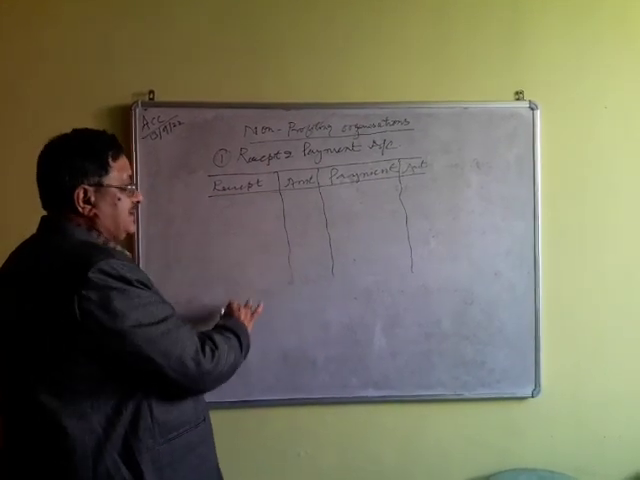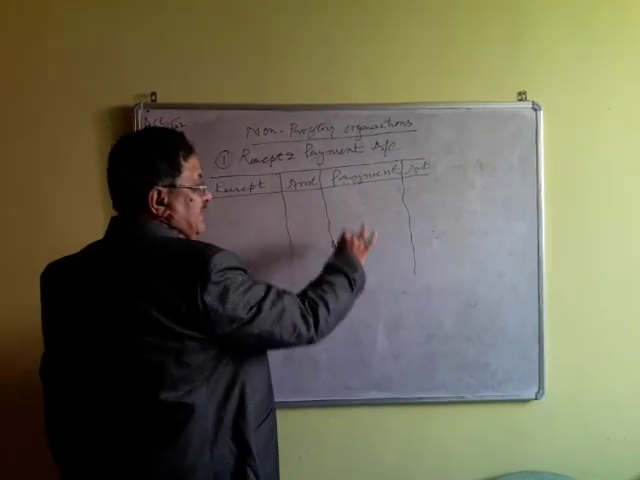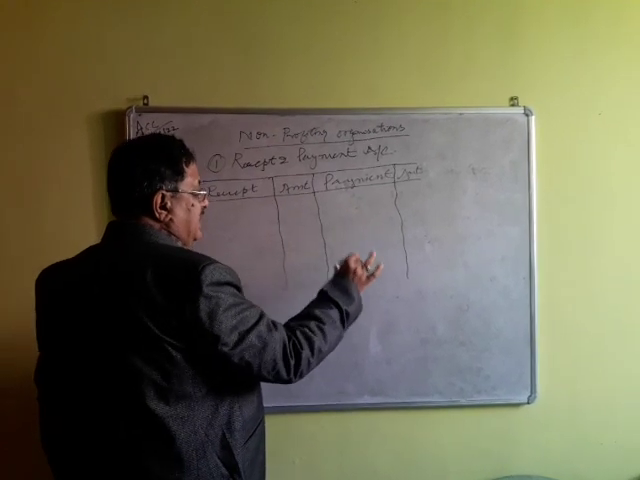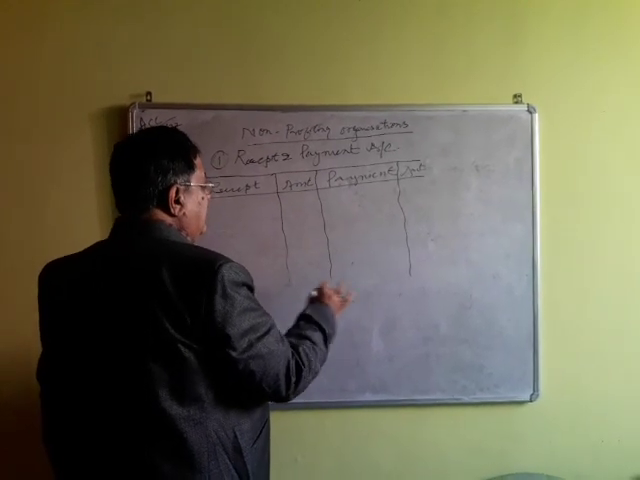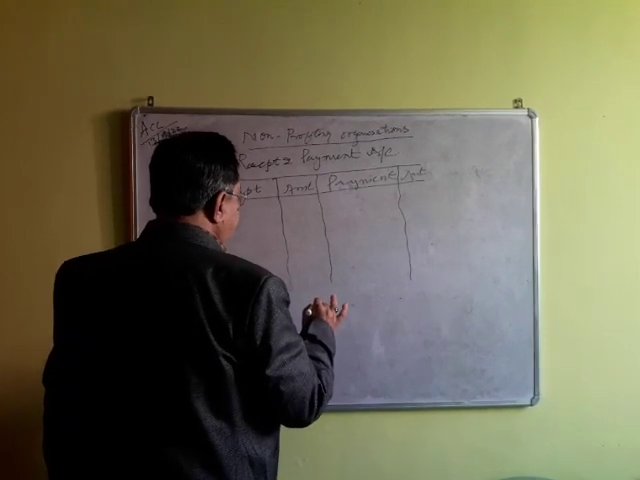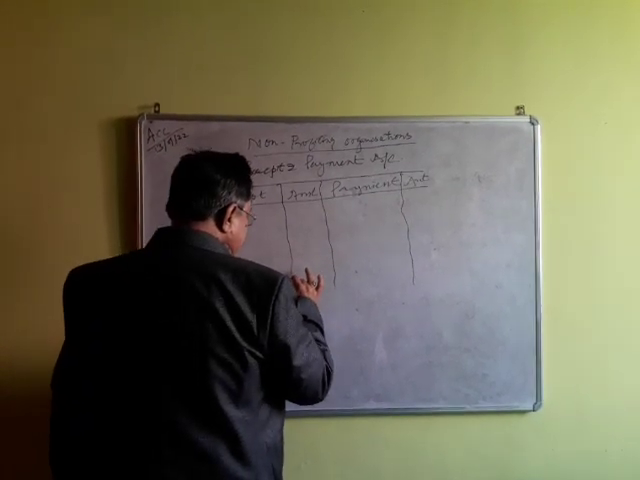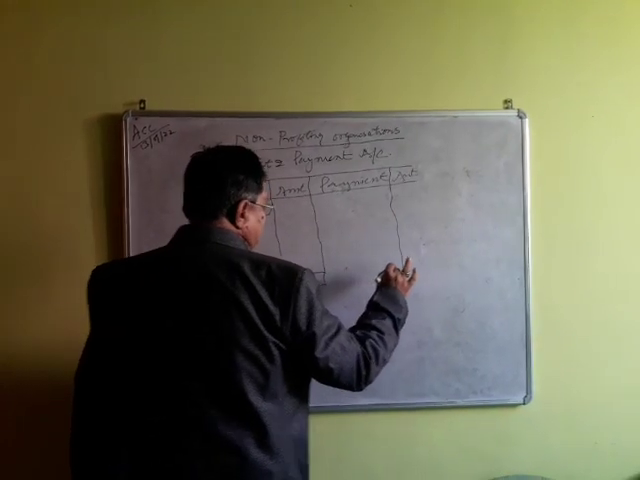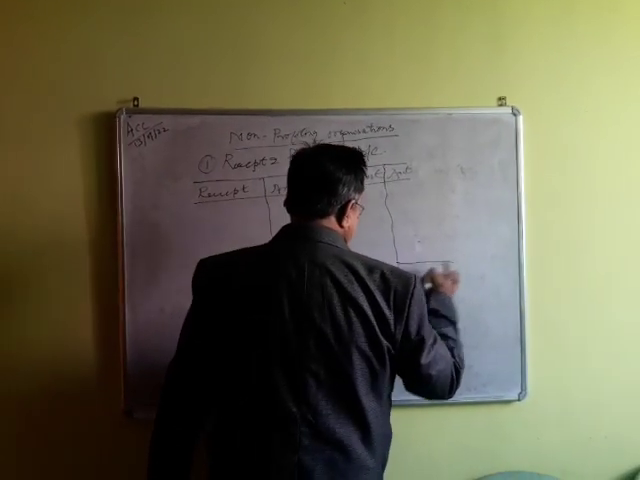here at the receipt side, and all payments, whether it is revenue expenses or capital expenditure, all are recorded at the payment side. At the end, children, we will calculate the receipt side and similarly we will calculate the payment side.